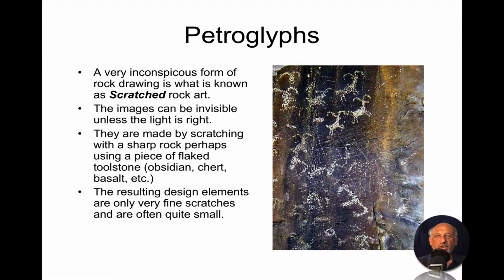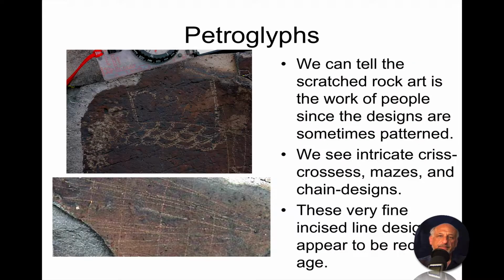Another form of rock drawings or rock art, petroglyphs, is scratched rock art. These are images that can be nearly invisible and often frequently overlooked unless the light is just right. They're made by scratching with a sharp rock, perhaps using a piece of flake toolstone like obsidian, chert, or basalt. The resulting design elements are usually only very, very fine scratches and are often quite small. We can tell that scratched art is the work of people since the designs are sometimes patterned. We see intricate crisscrosses, maze, chain designs, and these are very, very fine incised lines that appear to be rather recent in age.